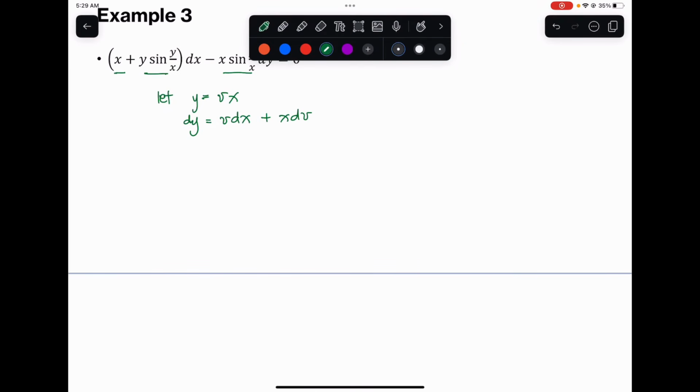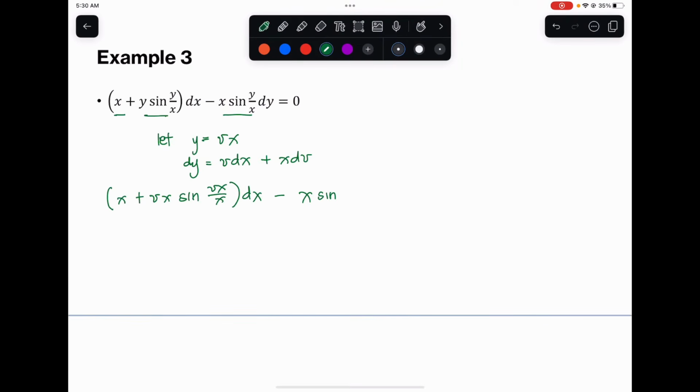So we retain x, then we substitute y, so it becomes vx plus vx sine, where y is vx over x, so vx over x dx, and minus x sine of vx over x, and then our dy is v dx plus x dv, equal to 0. So now x would be cancelled out.